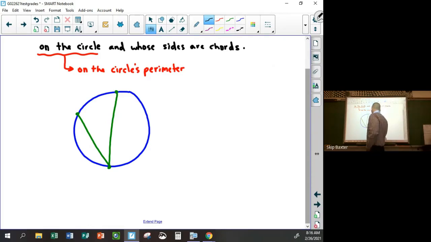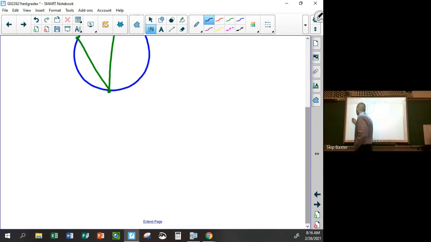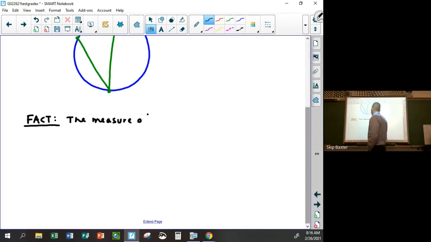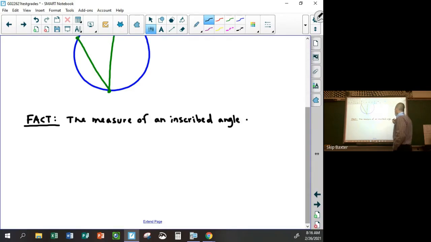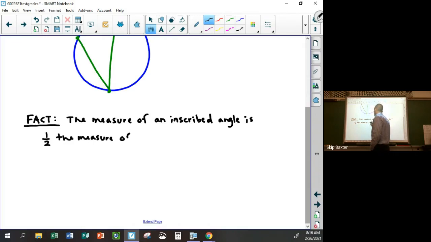Okay? So that's an important fact here. Fact: the measure of an inscribed angle is 1/2 the measure of its intercepted arc.